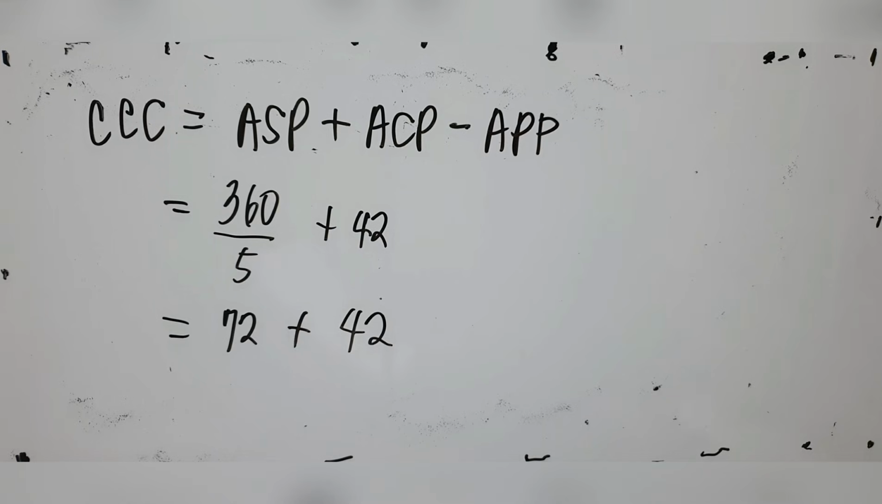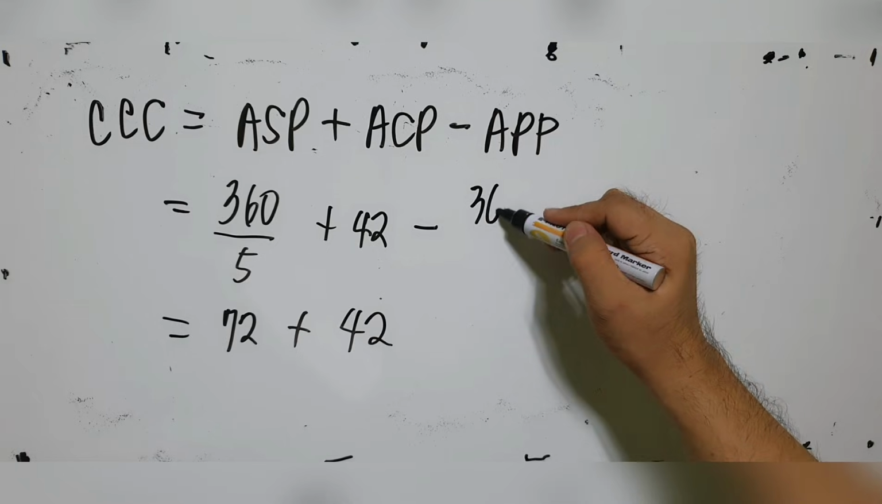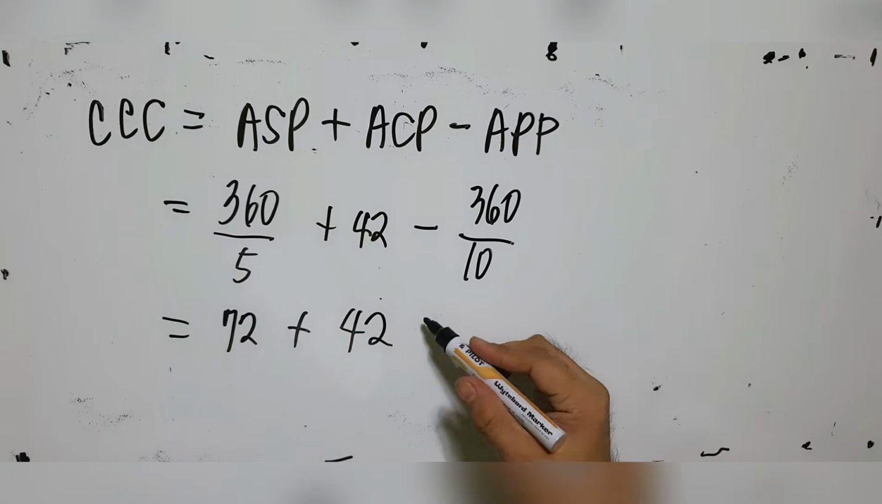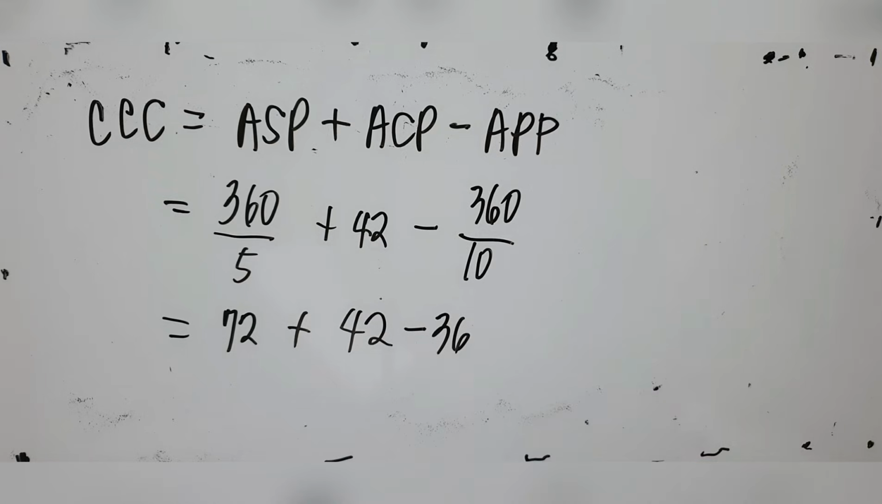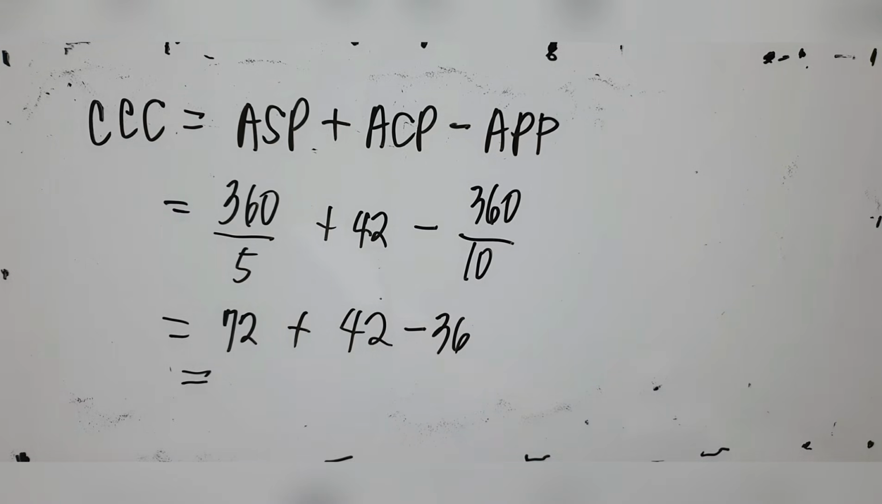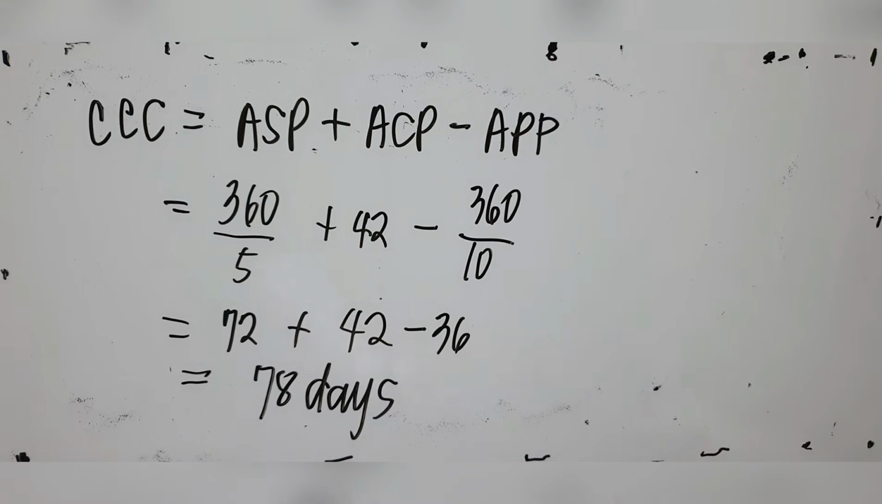Okay? Ang average payment period naman natin, binigyan tayo ng accounts payable turnover. So, minus 360 over, ang turnover natin ay 10. Therefore, ito ay 36. Therefore, ang ating cash conversion cycle ay 78 days. Okay? So, that's problem number 8. So, let's proceed with problem number 9.